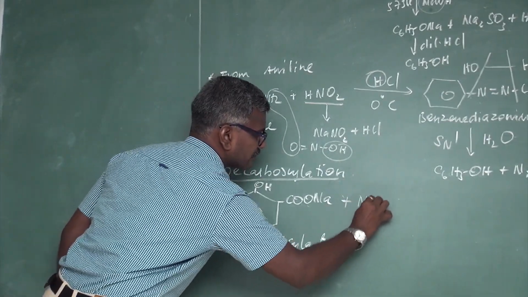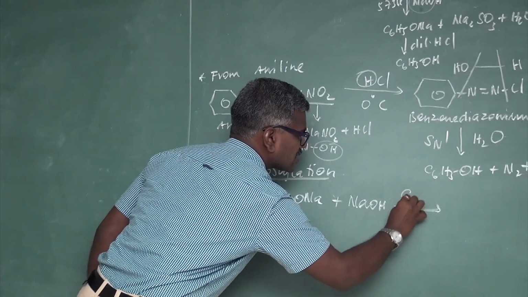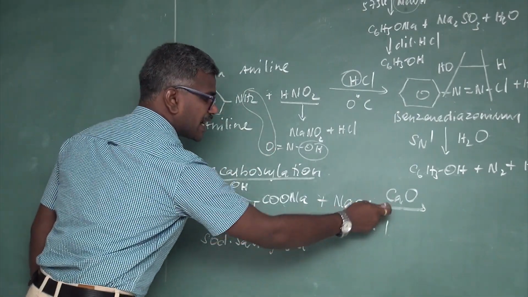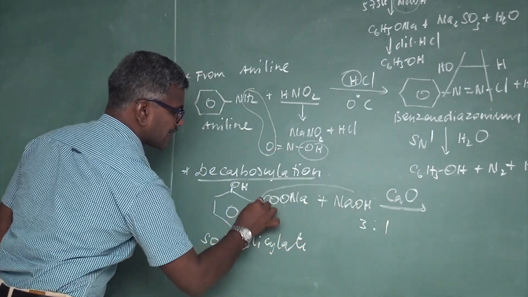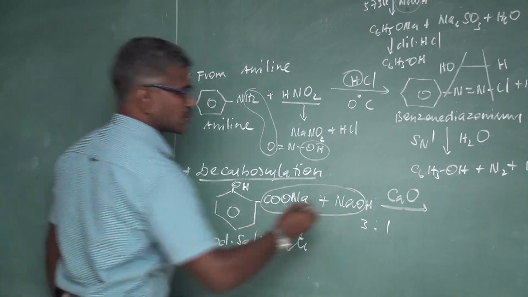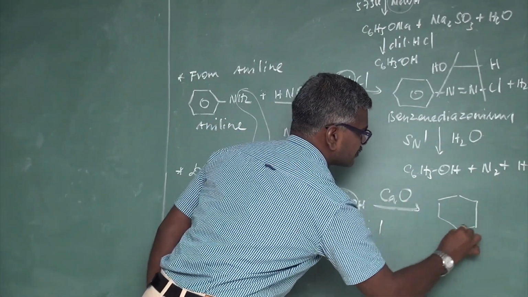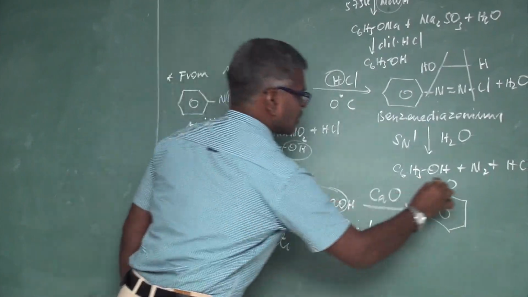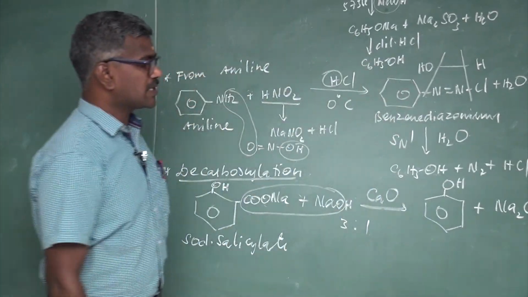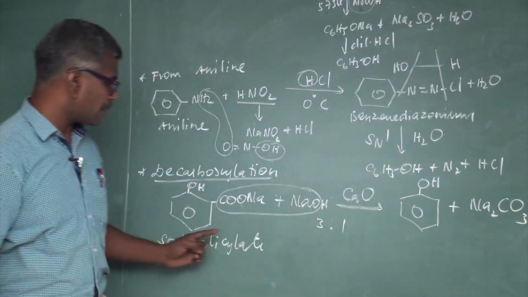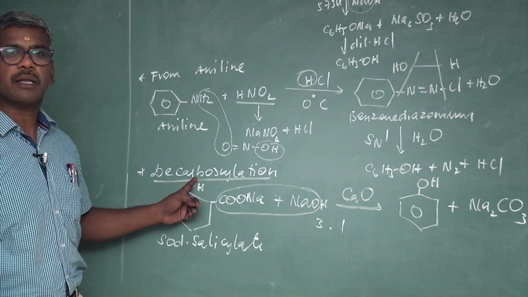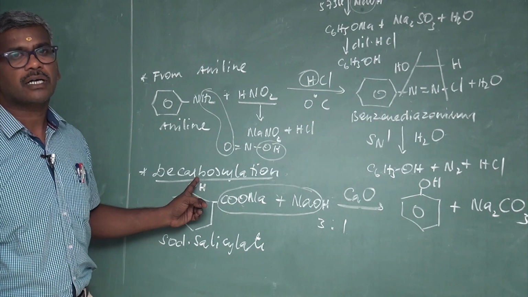Sodium salicylate reacts with NaOH in the presence of CaO, which acts as a catalyst, ratio 3:1. After the addition of this mixture, this compound can be replaced, along with whatever remaining hydrogen is attached to the benzene nucleus, to form phenol. Phenol is formed from sodium salicylate by using soda lime. This process is known as decarboxylation. Decarboxylation means removal of carbon dioxide.